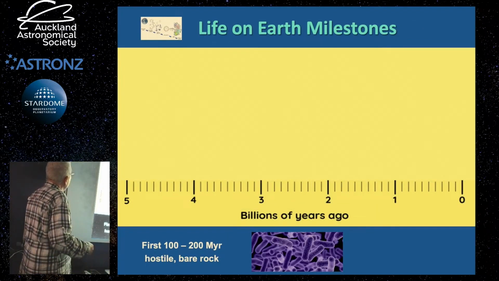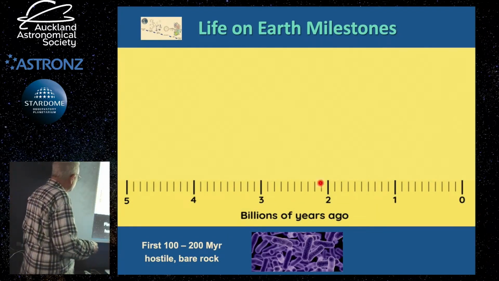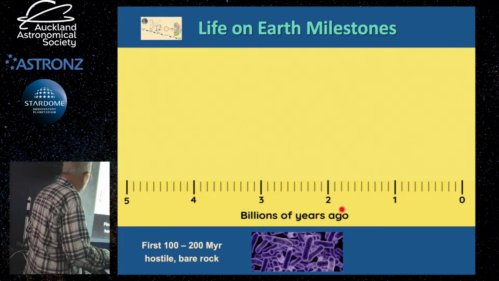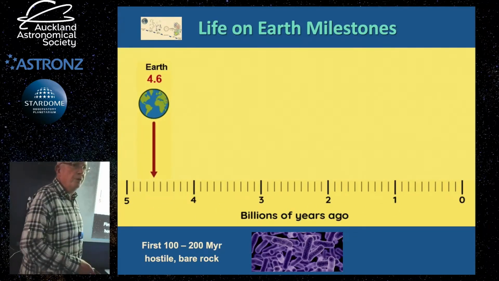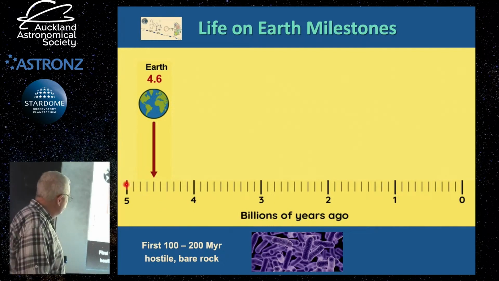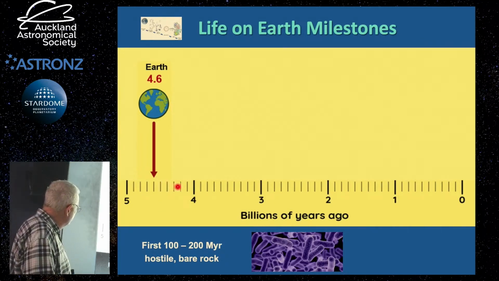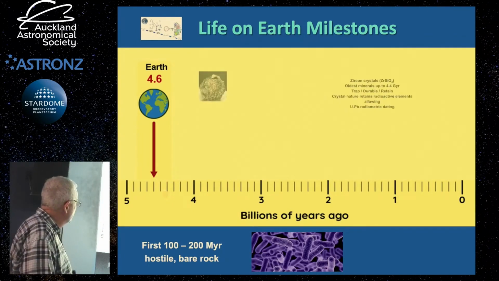So here we go. We've got long here, we've got billions of years. The first 100 years, let's put Earth in here. Earth formed about 4.6 billion years ago. And for the first 500 million years, it was pretty hostile, sort of bare rock place. It wasn't conducive to life.